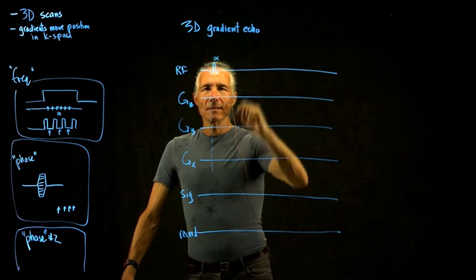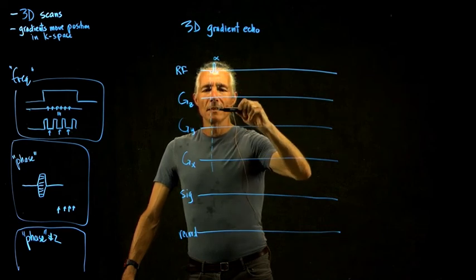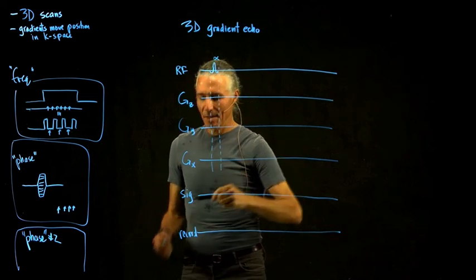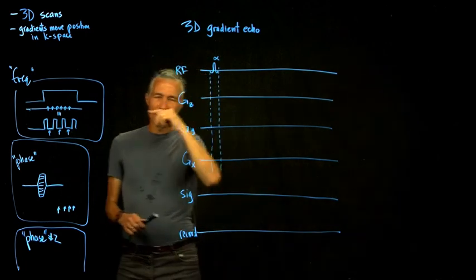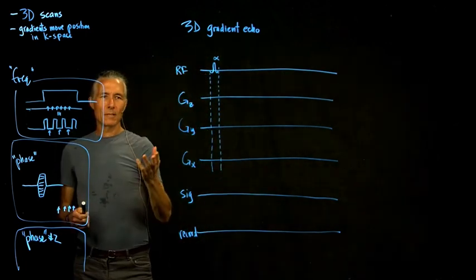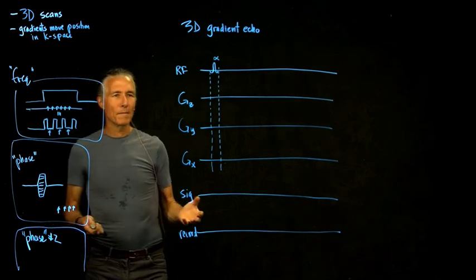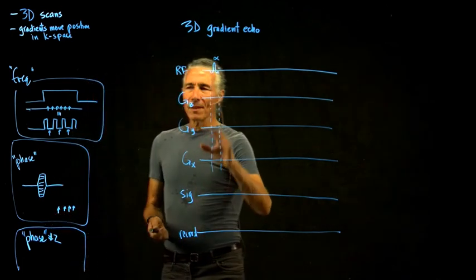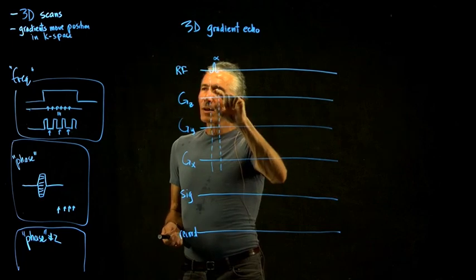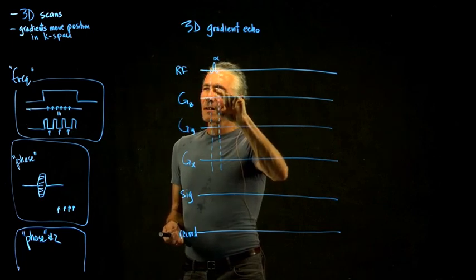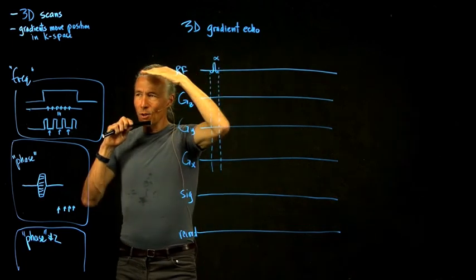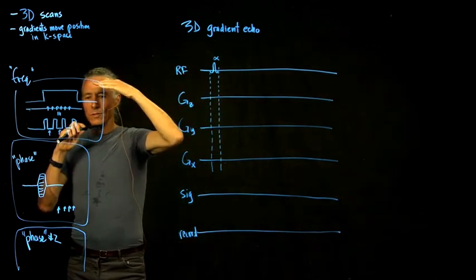And the first thing is we don't turn on any slice select gradient, because we just want to excite the whole head. Now that's not always true. We might want to turn on a very thick slice that selects the whole head. So there's two different ways you could do it.